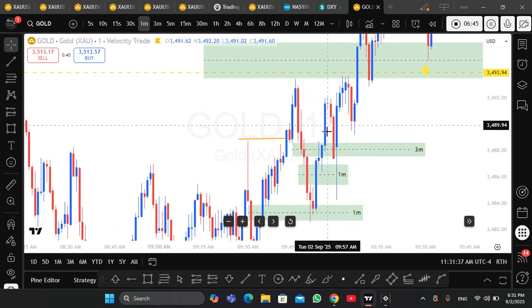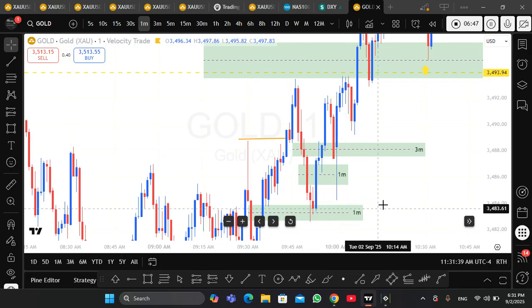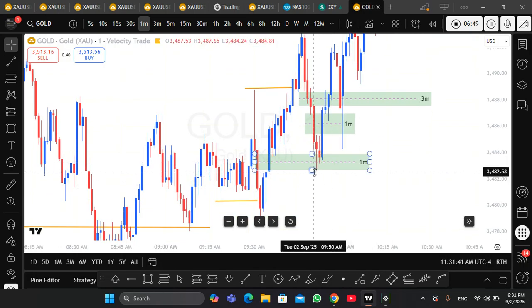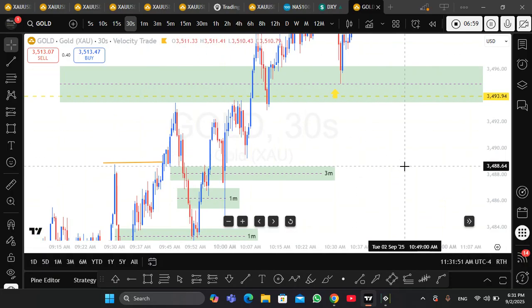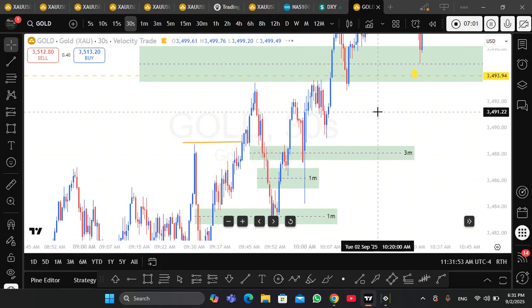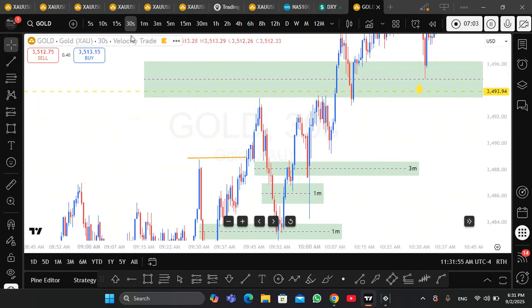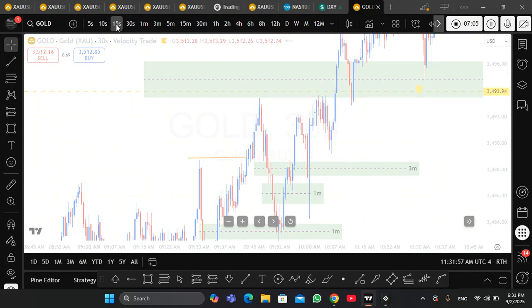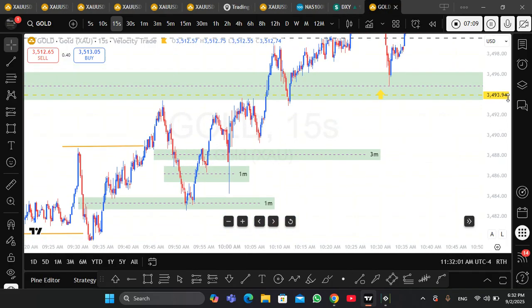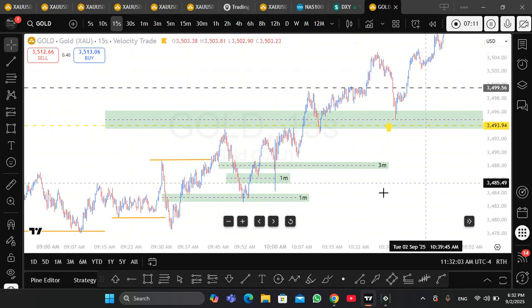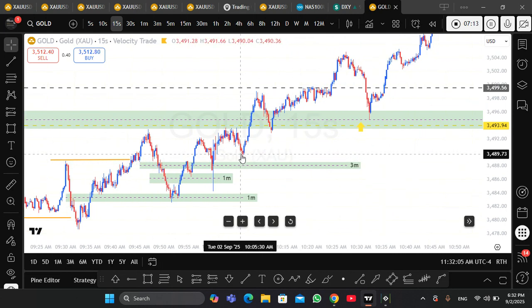Then the market moves upward, then returns to this area to check it. My stop loss is below this point, 3,481, and it is not hit. Then the market moves upward, then returns to this area. When I change to 30 seconds, 15 minutes, you can see how the market moves, how the trend is moving. Okay, I also bought in this area.